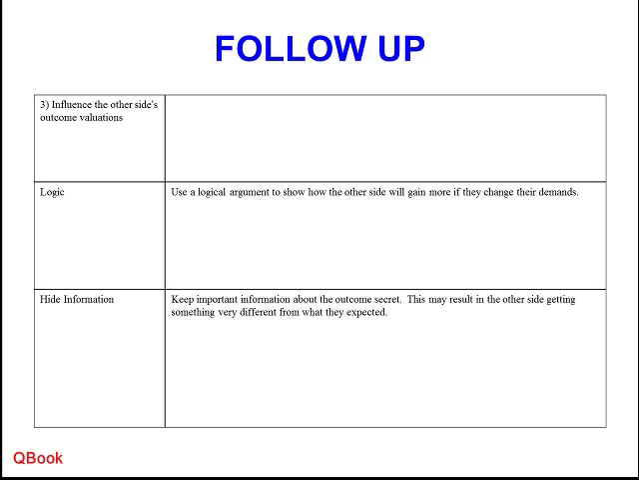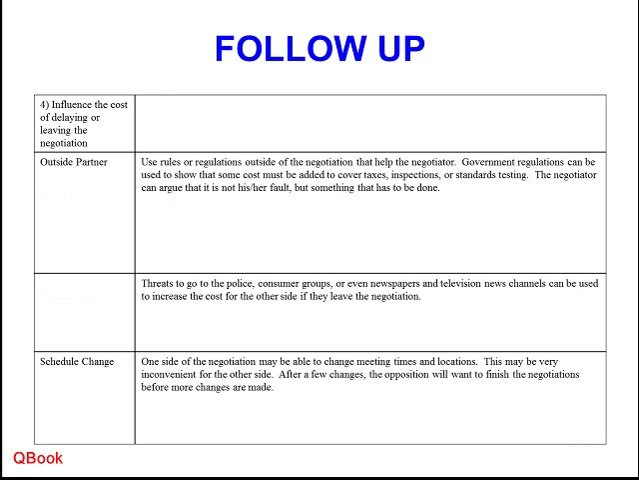Keep your secret information secret. Hide some information, like what is your inventory? What are your sales numbers? What is your cost? What is your capital cost? What is your manufacturing capacity? You can keep these things secret. You can hide them, and that could actually influence the other side. So you can use logic. You can use outside partners.